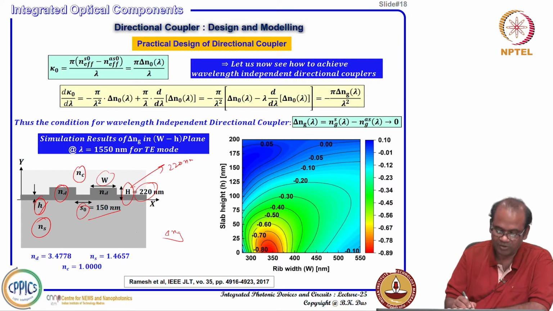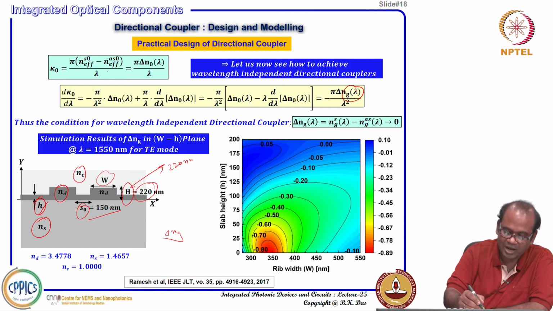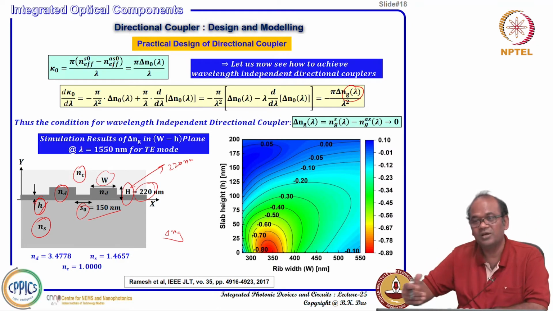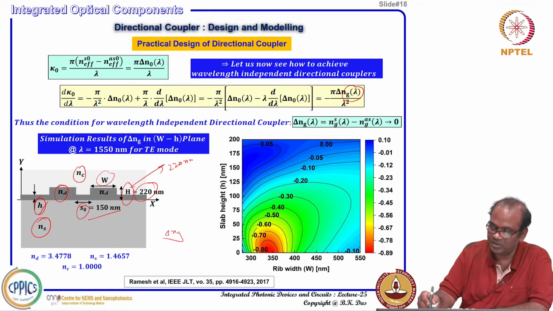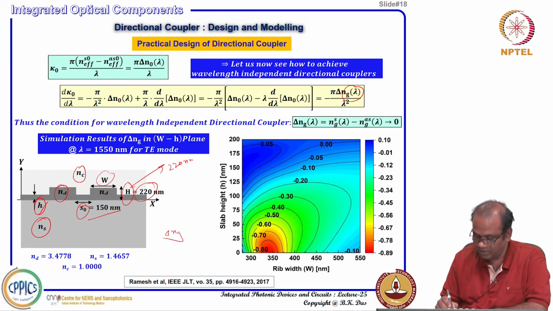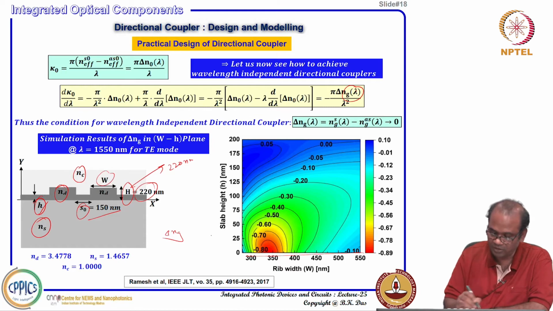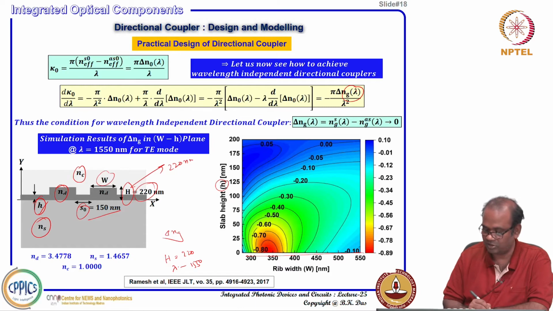Delta Ng means whatever value I have extracted, this calculation. So, I calculate the symmetric mode, I calculate the antisymmetric mode, I calculate their lambda variations, then I know how to calculate this delta Ng, and I plot it here. The x axis is the waveguide width and the y axis is the small h for a given h value of 220 nanometer and lambda around 1550 nanometer initially considered.